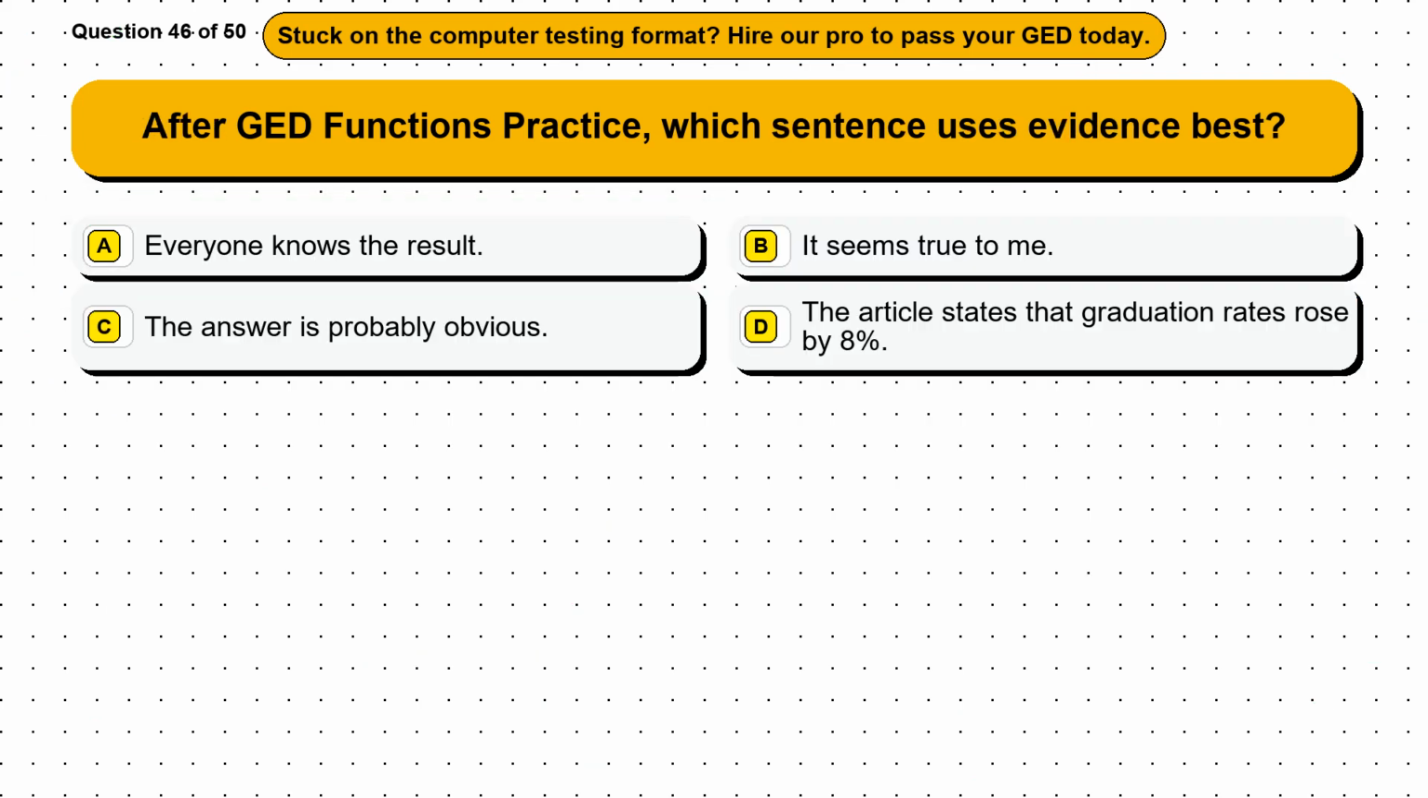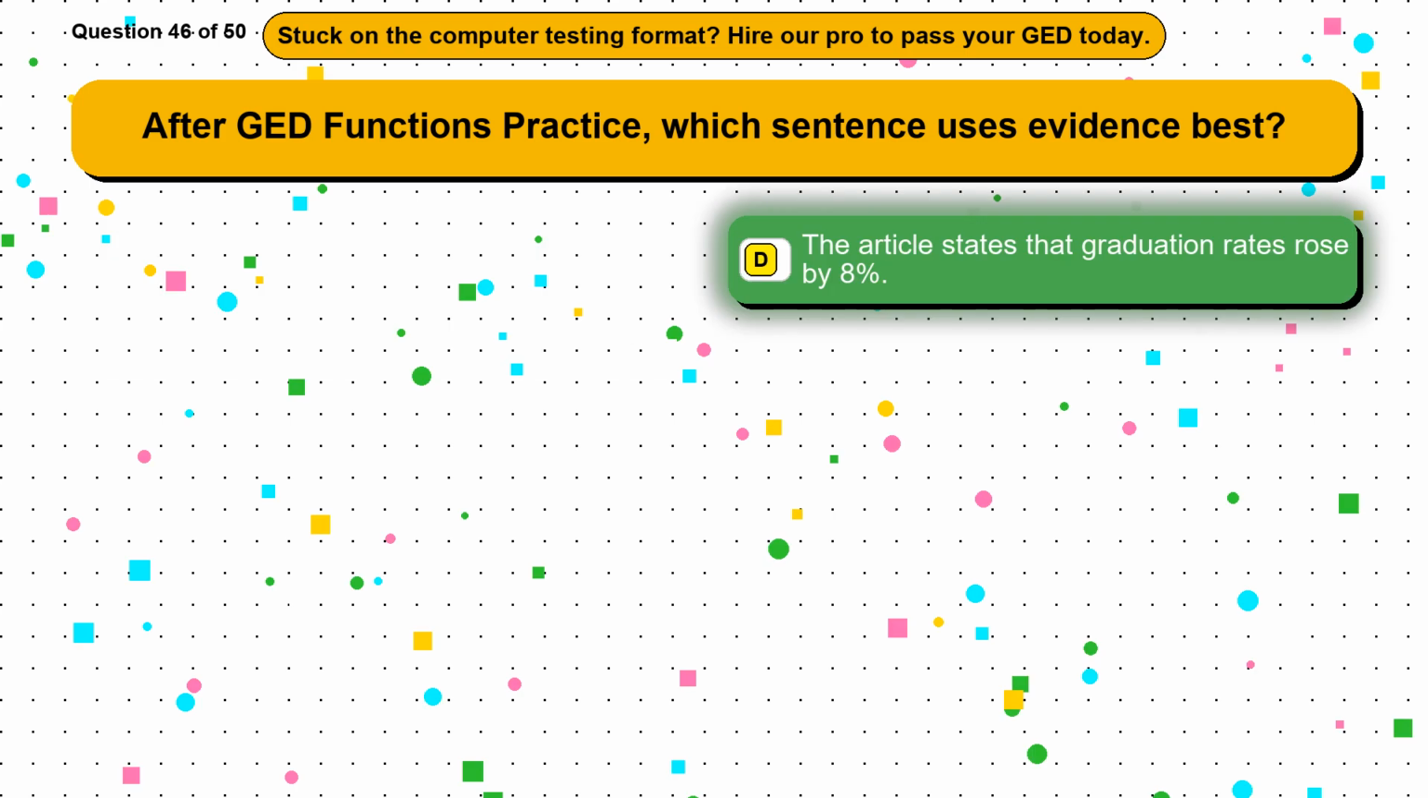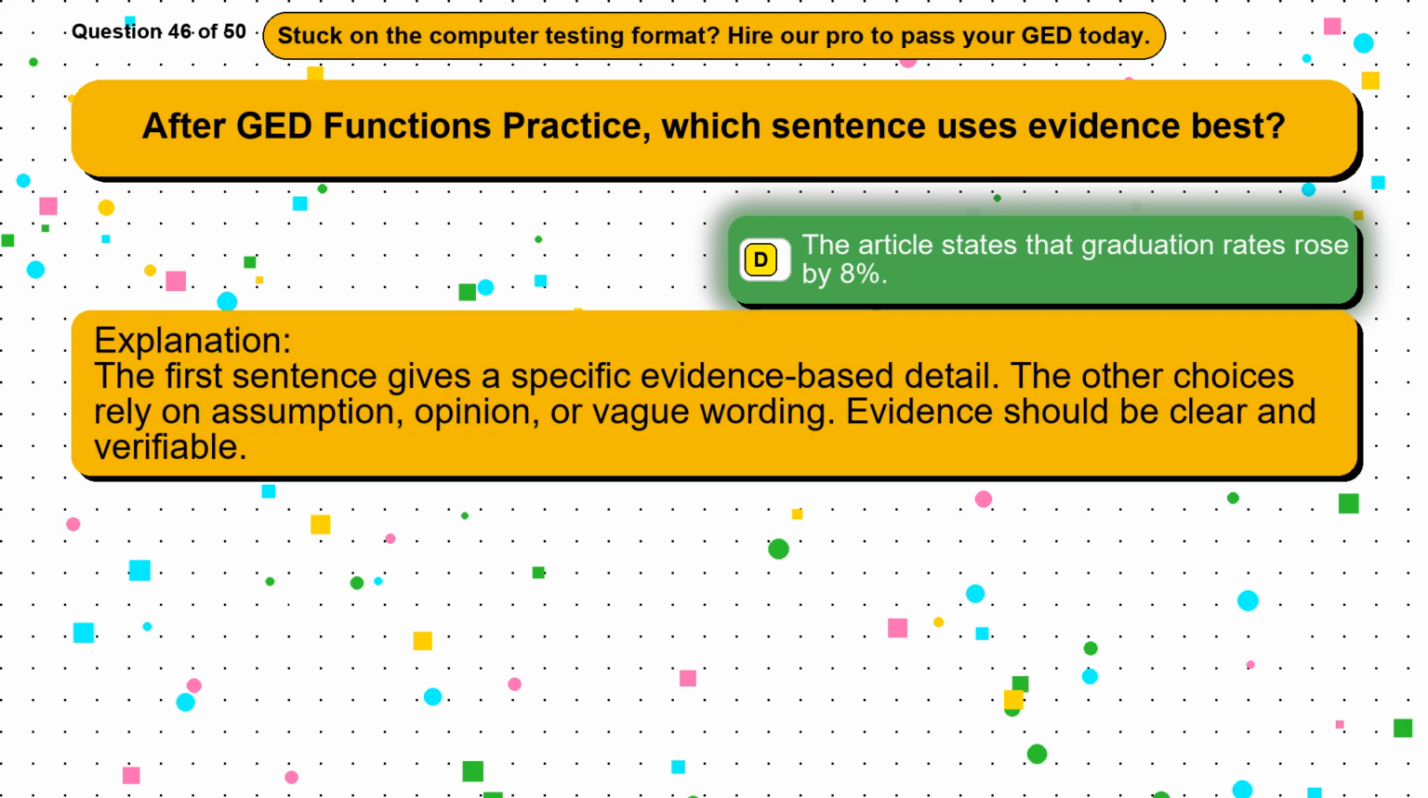Question 46. After GED functions practice, which sentence uses evidence best? Option A. Everyone knows the result. Option B. It seems true to me. Option C. The answer is probably obvious. Option D. The article states that graduation rates rose by 8%. The correct answer is option D. The article states that graduation rates rose by 8%. The first sentence gives a specific evidence-based detail. The other choices rely on assumption, opinion, or vague wording. Evidence should be clear and verifiable.